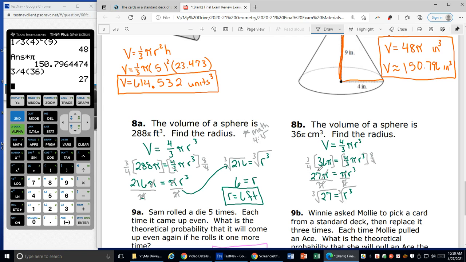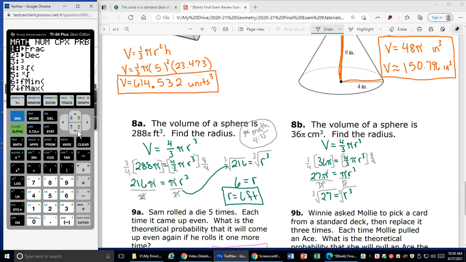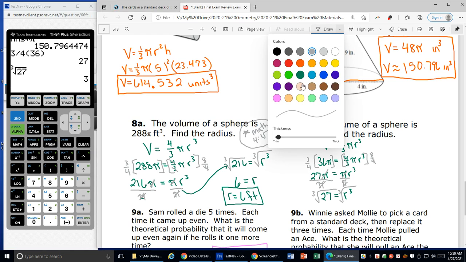And in case I forgot how I did that, I even made myself a little note of how I did that. Math and then number 4. So math and then number 4 is my cube root. And I'm taking the cube root of 27, which is 3. So my radius equals 3.